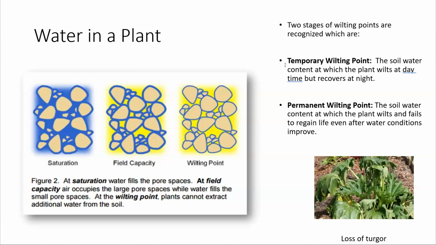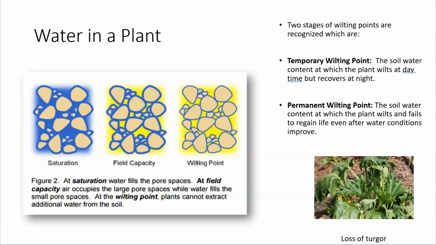Okay, now there's a temporary wilting point and a permanent wilting point. The temporary wilting point is the soil water content at which the plant wilts at daytime but recovers at night. The permanent wilting point is the soil water content at which the plant wilts and fails to regain life even after water conditions improve. Okay, there's been a turgor pressure loss. Okay, and that disrupts it, and essentially at the permanent wilting point, the plant dies.